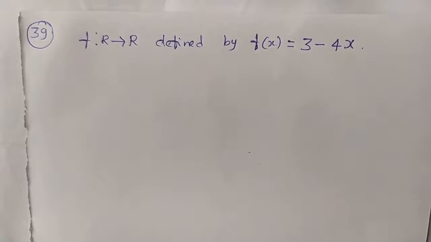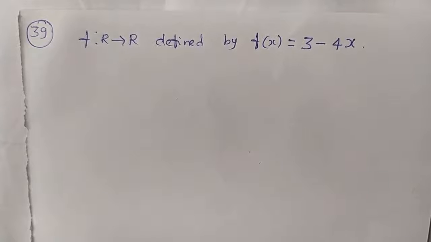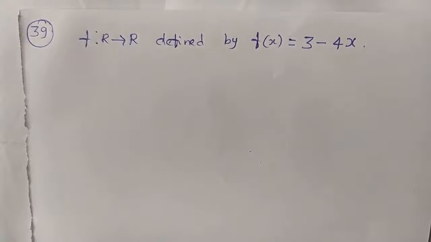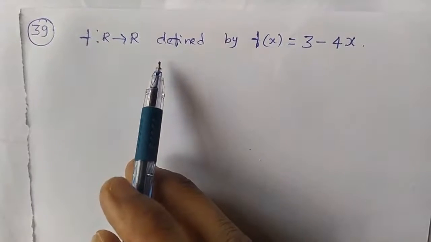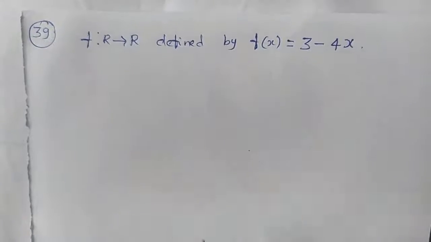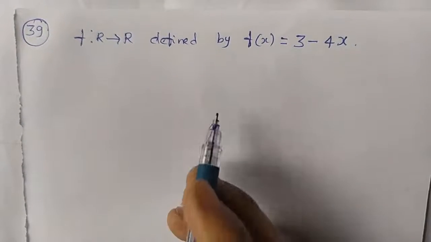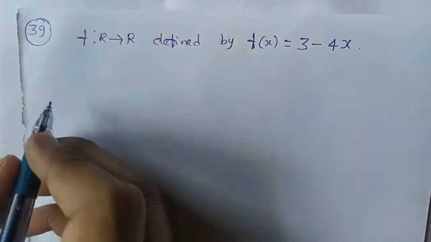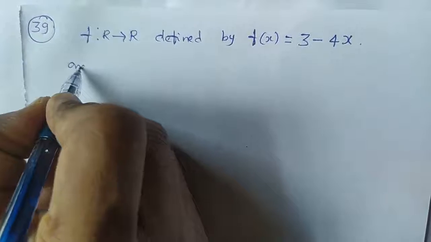Check the one-one and onto of the function f from R to R defined by f of x equals 3 minus 4x. Here we have one function f from R to R defined by f of x equals 3 minus 4x. We have to verify whether this function is one-one or onto. Let us verify first one-one function.